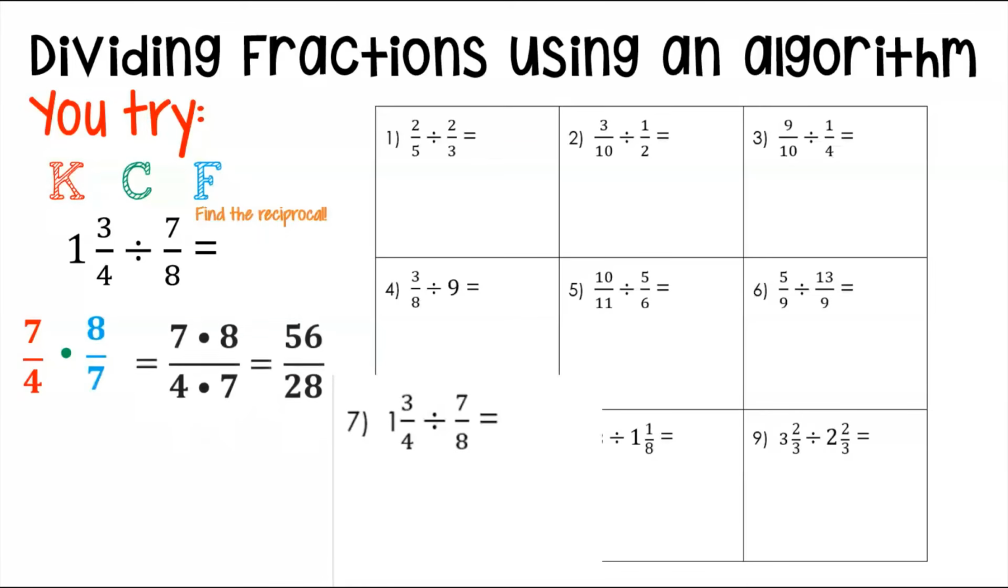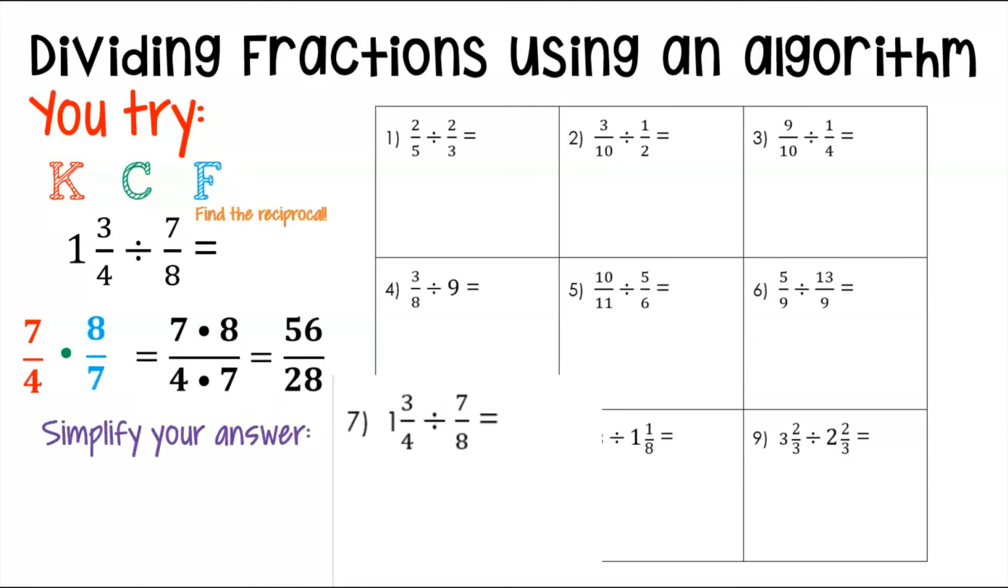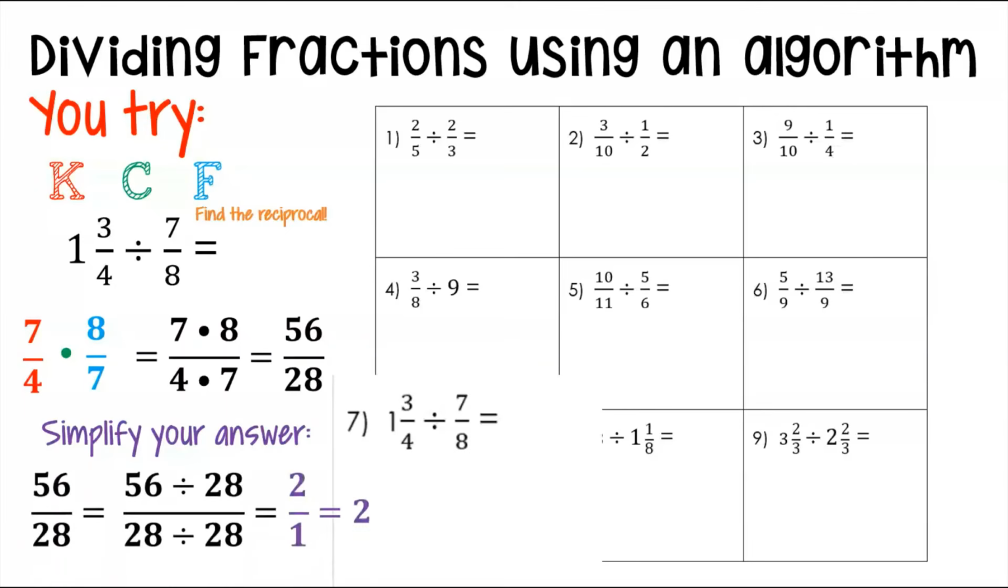Then we simply multiply across. 7 times 8 is 56, and 4 times 7 is 28. Don't forget to simplify your answer. 56 and 28 happen to share a common factor of 28.